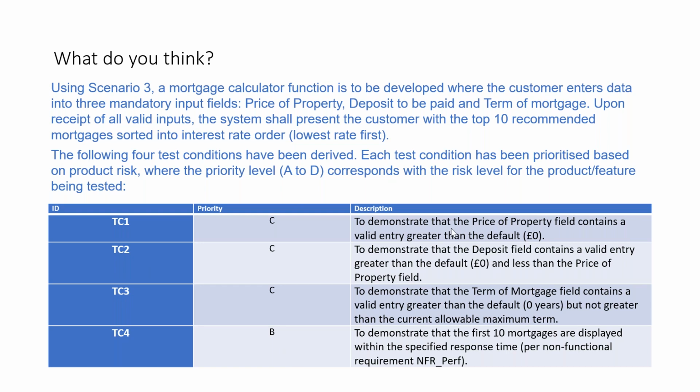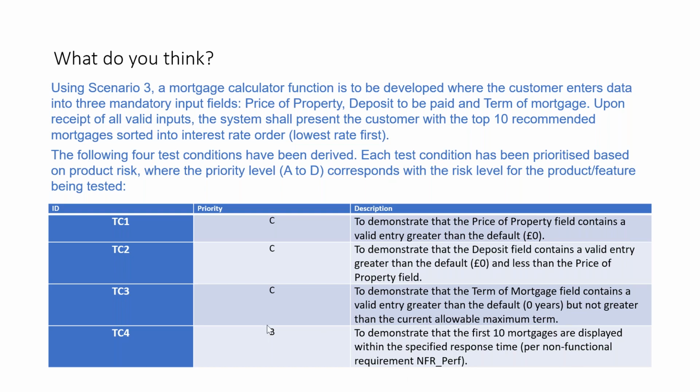So what is TC1? To demonstrate that the price of property field contains a valid entry greater than the default £0. That is what is being tested. And TC2 demonstrates that the deposit field contains a valid entry greater than the default 0 and less than the price of property field. So basically, the price of property will be higher than the deposit. That is the one thing you remember. Third one is to demonstrate that the term of mortgage field contains a valid entry greater than the default 0 years, but not greater than the current allowable maximum term. So whatever is the term, it should not be more than that. These are the descriptions of test cases.